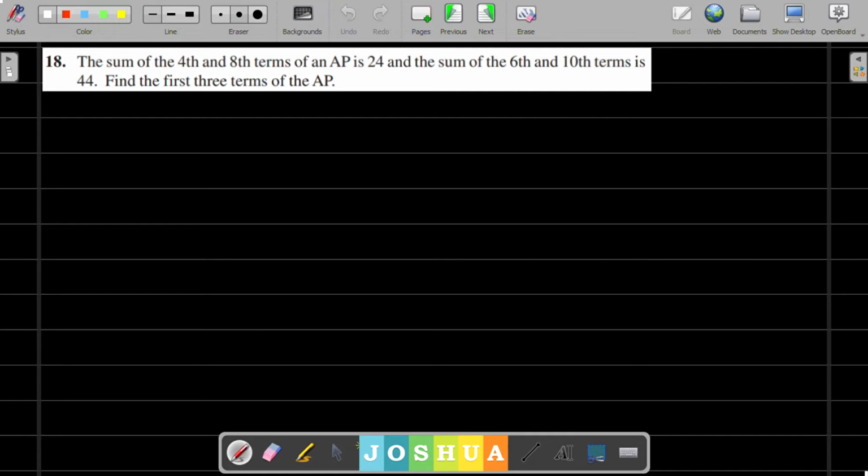Question number 18. The sum of the fourth and eighth terms of an AP is 24 and the sum of the sixth and 10th terms is 44. Find the first three terms of the AP.